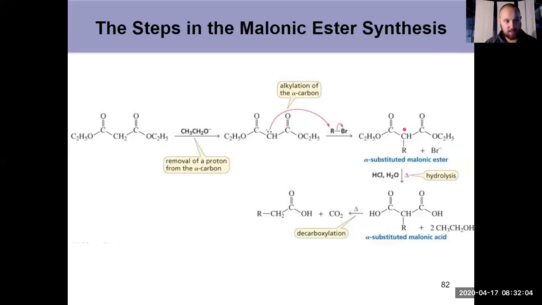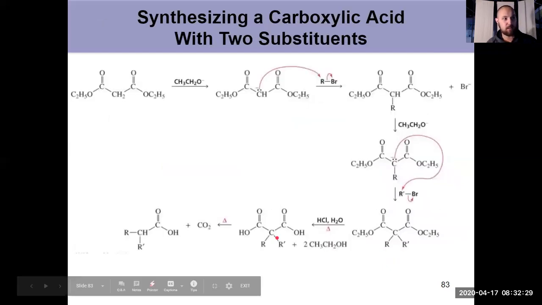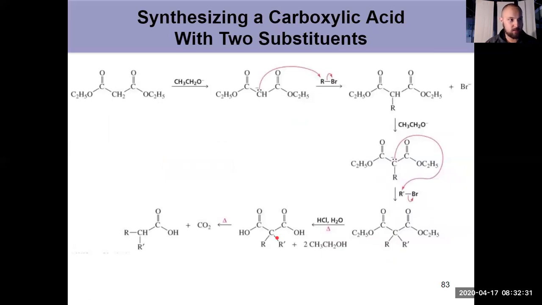Okay, I heat that in acidic solution to get my hydrolysis. Okay, this takes my esters into carboxylic acids. And then like we just talked about, now I've got a carbonyl in the 3 position. So I just heat it, I lose CO2, and I've got my carboxylic acid of the desired length. And I can actually add in another substituent in here, right, which would end up as another substituent on my carboxylic acid by doing the alkylation twice. So here I alkylate once, then I deprotonate again, alkylate a second time.